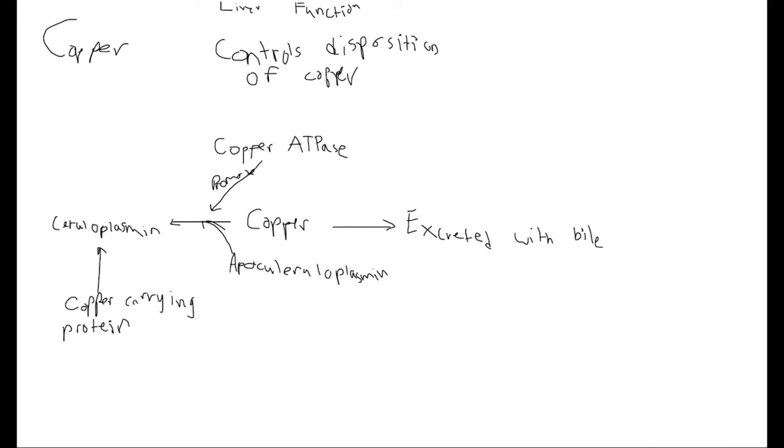So you can see, if there's a lot of copper ATPase, then it will result in more copper being converted into ceruloplasmin, which actually carries copper in the bloodstream. So overall, this will result in generally more copper in your bloodstream. Whereas if there's less copper ATPase, then the copper will be excreted with the bile, so there will be less copper in your bloodstream.